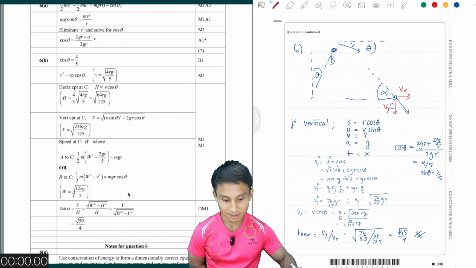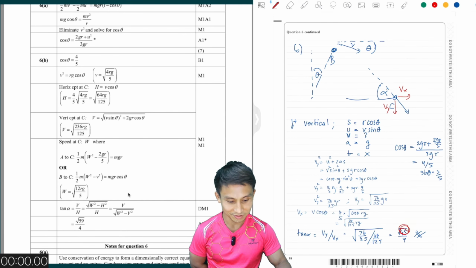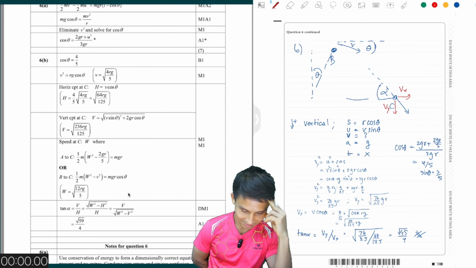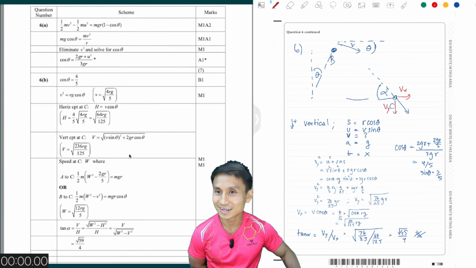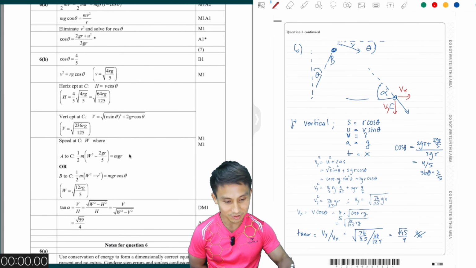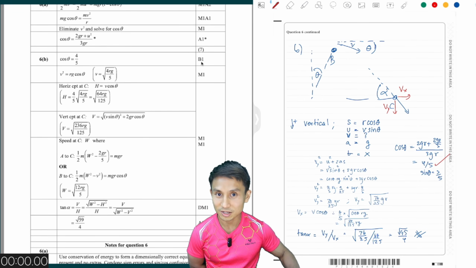B, root, wait, what? Wait, did I see something wrong there? It's just swapping the numbers. Oh no. Okay. First mistake. So cos is 4/5. Yeah, I got B1 there. Yeah, this one I got.